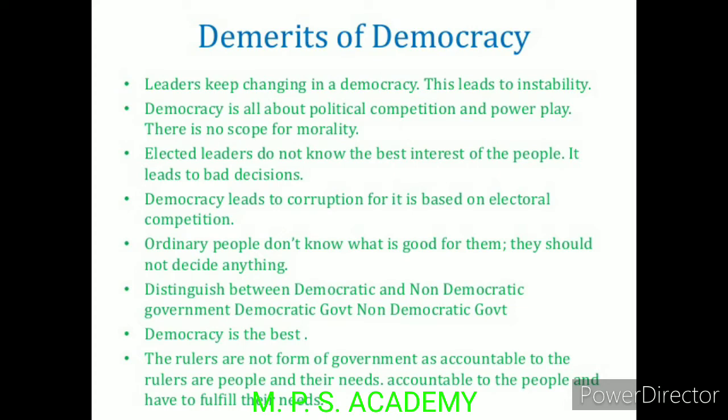Okay, when we distinguish democratic and non-democratic government, democracy is the best form of government, but the rulers are accountable to the people and have to fulfill their needs. So these all things are there. That is very important. But apart from these demerits, I think that democracy is still the best form of government.